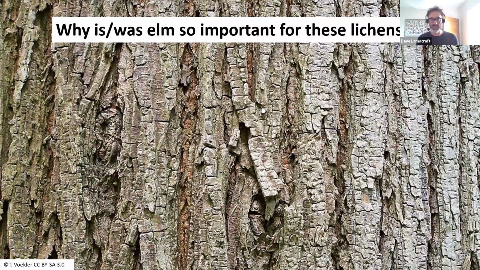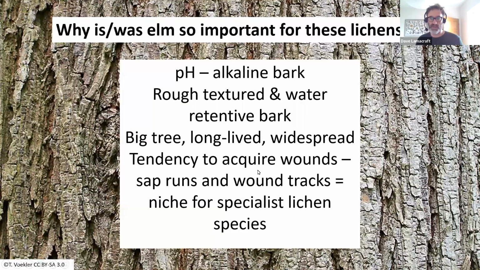So why is or was elm so important for these lichens? Well, I mentioned it just now. A lot of it's around the bark. It's essentially about the bark, and it's to do with the pH of the bark. It's got very alkaline bark, up around pH 7. The bark is rough textured and water retentive. It's a big tree, it's long lived, and it was widespread.